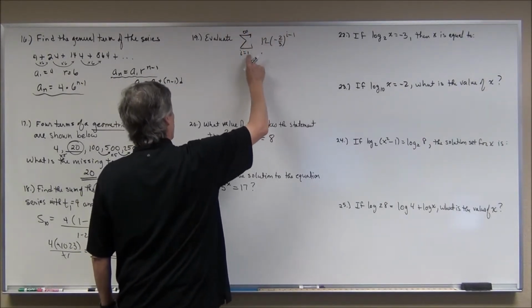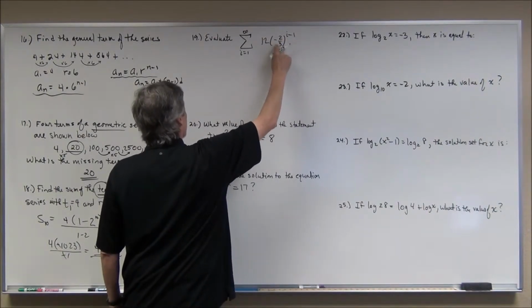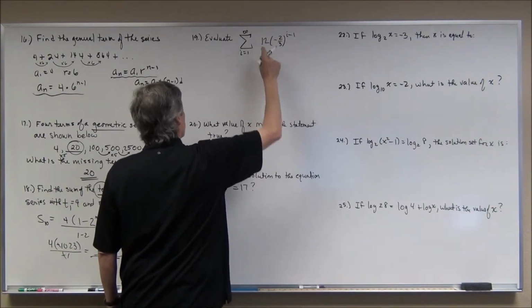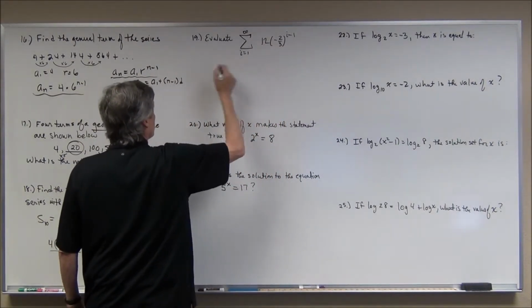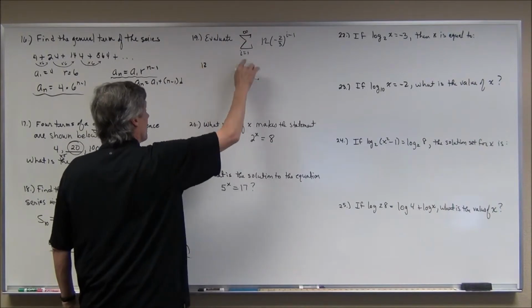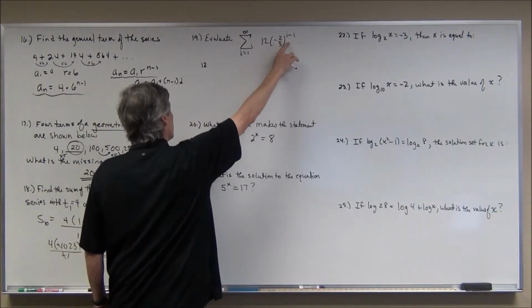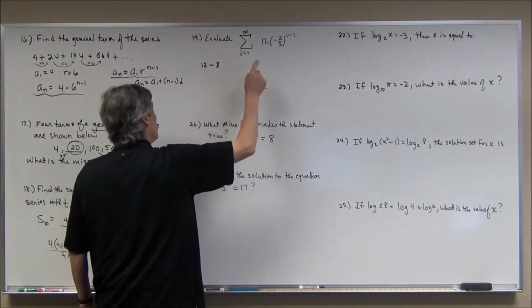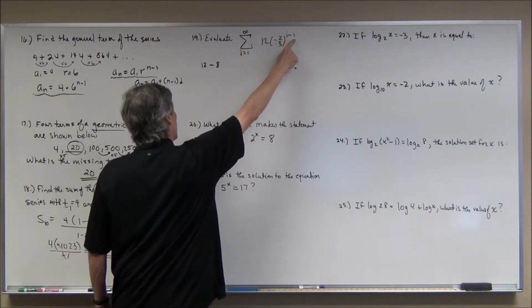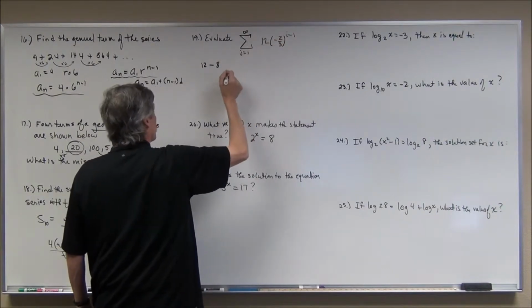Start plugging terms in. Plug 1 in. 1 minus 1 is 0, so this is negative 2/3 to the 0 times 12. To the 0 is 1, times 12 is 12. Then I plug a 2 in. 2 minus 1 is 1, and negative 2/3 to the first is negative 2/3 times 12 is negative 8, so I'll write minus 8. Plug a 3 in. 3 minus 1, that's 2. Negative 2/3 to the second power is 4 ninths. 4 ninths times 12.